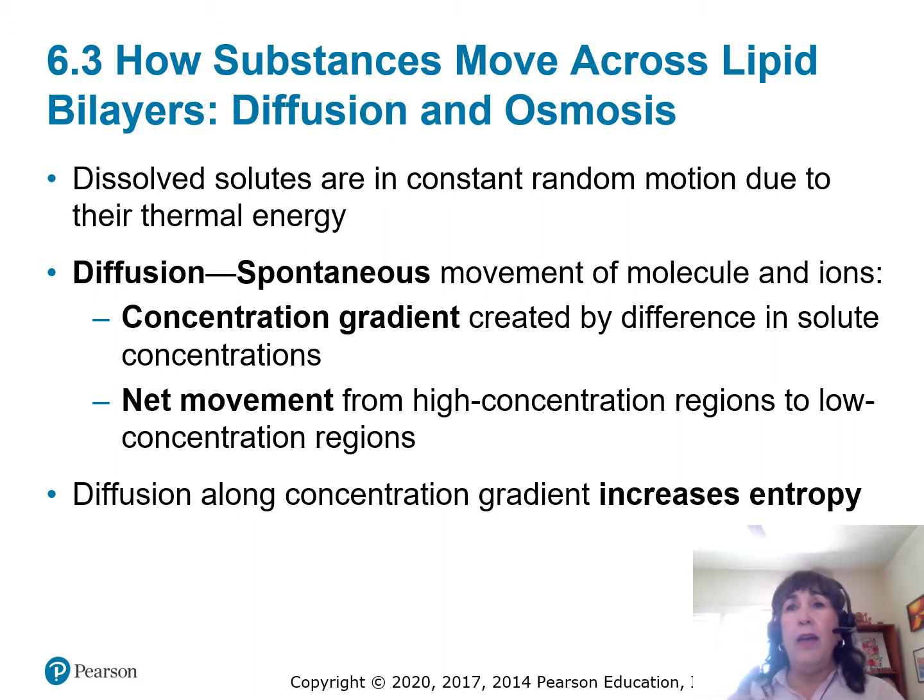I always think of Saturday Night Fever, John Travolta going up and down, high to low, high to low, high to low. So diffusion is moving across this concentration gradient. Diffusion along a concentration gradient increases entropy. And what is entropy? It's disorder.